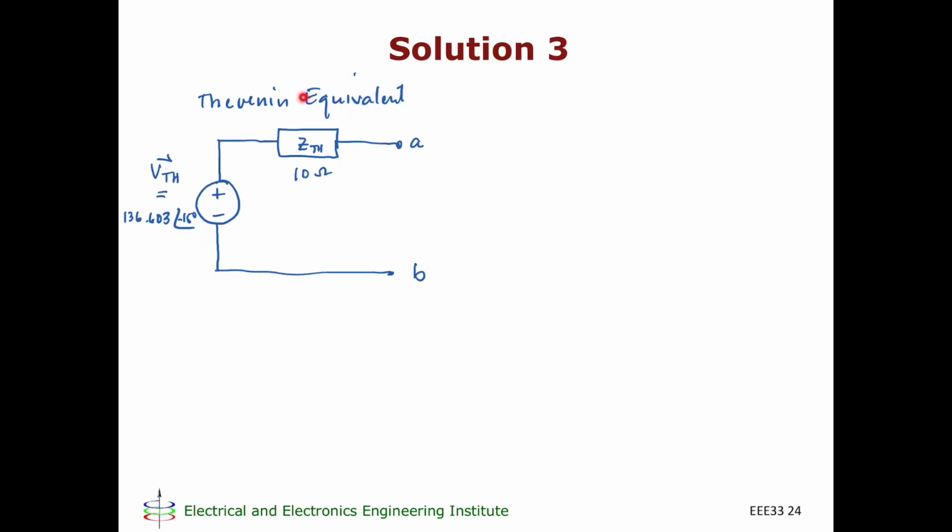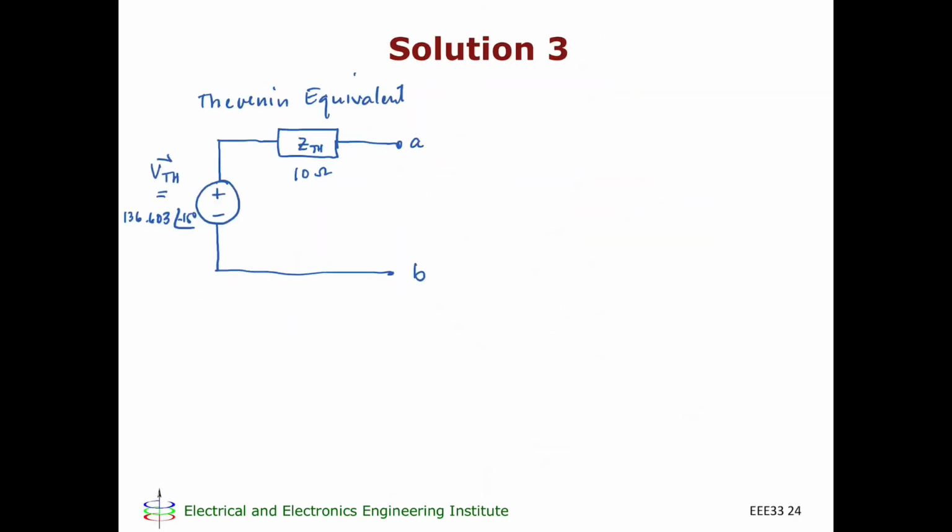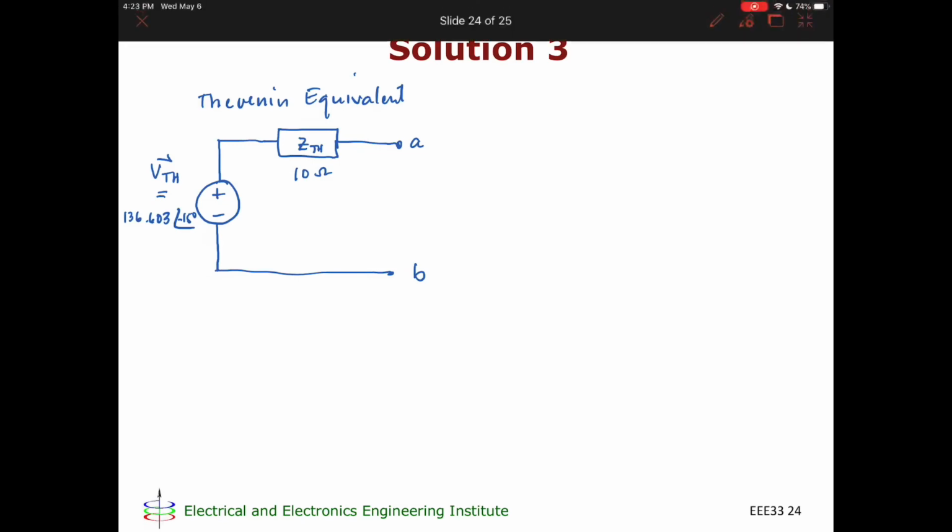In other words, this circuit, okay, is equivalent to this circuit, no? With respect to A and B. The two circuits are equivalent. So for me to determine I of X, what am I supposed to do? I'm supposed to reconnect Z2. So I reconnect Z2. So that will enable me to determine now I of X.